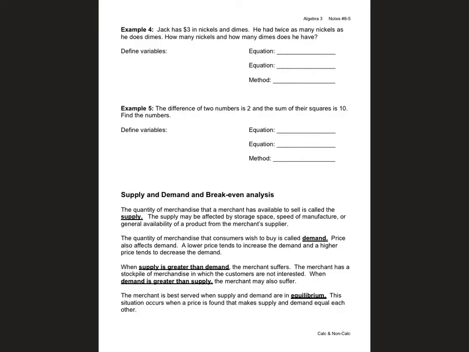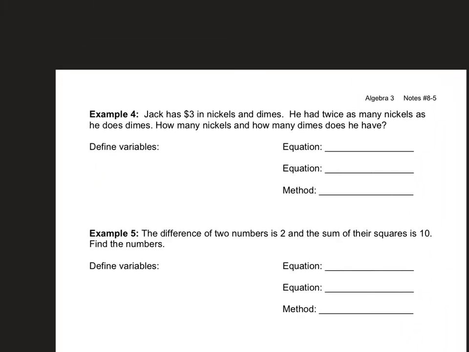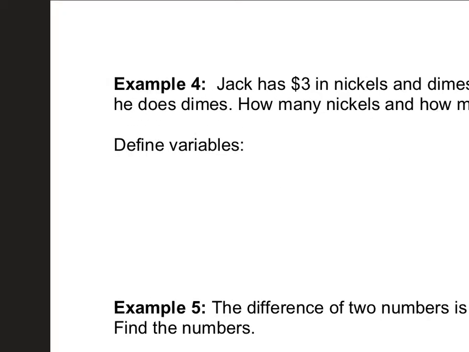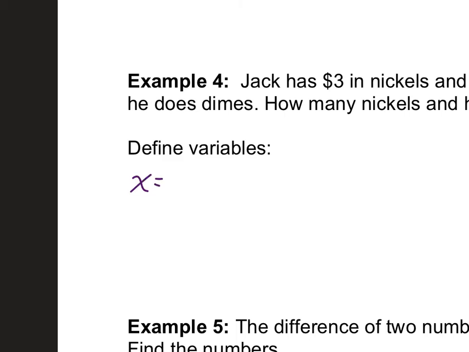Number 4 says Jack has $3 in nickels and dimes. He has twice as many nickels as he does dimes. How many nickels and how many dimes does he have? This one is a little bit tougher. I'm going to say that X is the number of nickels and that Y is the number of dimes.